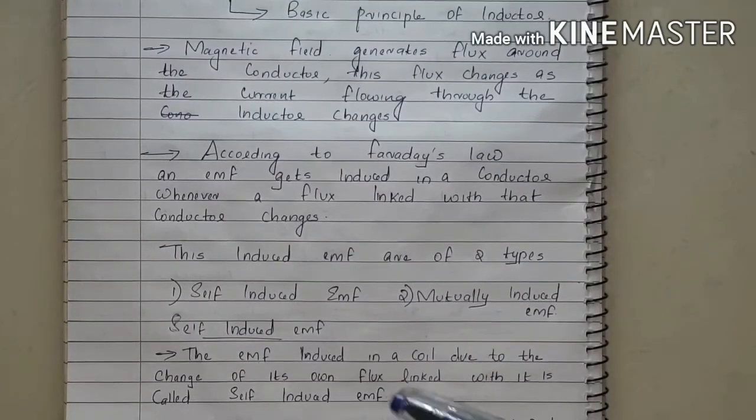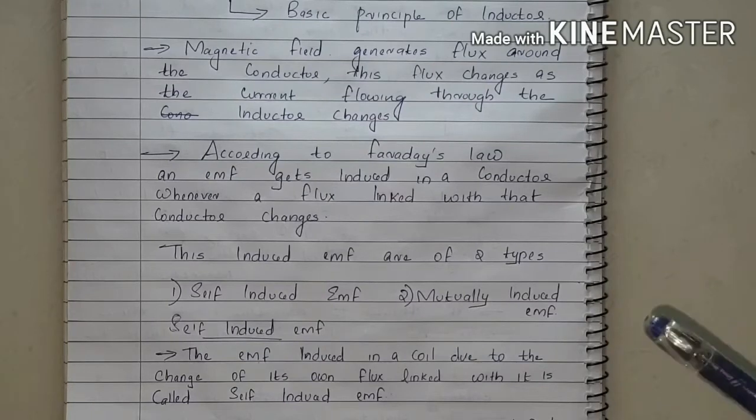What is a self-induced EMF? Here is the definition for self-induced EMF. The EMF induced in a coil due to the change of its own flux linked with it is called self-induced EMF. There will be a single coil and due to its own flux change, EMF gets induced in the coil. It is called self-induced EMF.